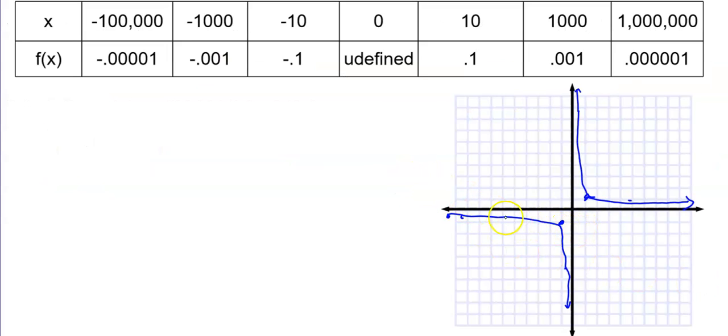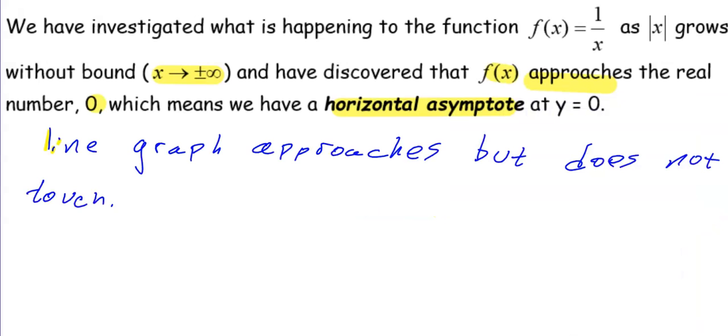So if we look at the picture right here, we can see as x got incredibly negative, as we go to negative infinity, we're getting very close to the x-axis, but we never touched it. As x went incredibly far to the right, toward positive infinity, the graph got closer and closer to the x-axis, but never reached it. That means the line y equals 0 is my horizontal asymptote. We're getting close to this line, but never touching it. That's what an asymptote is.